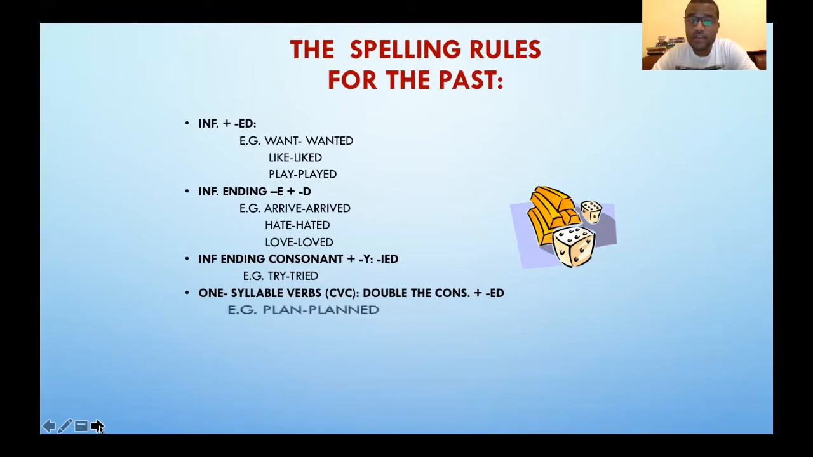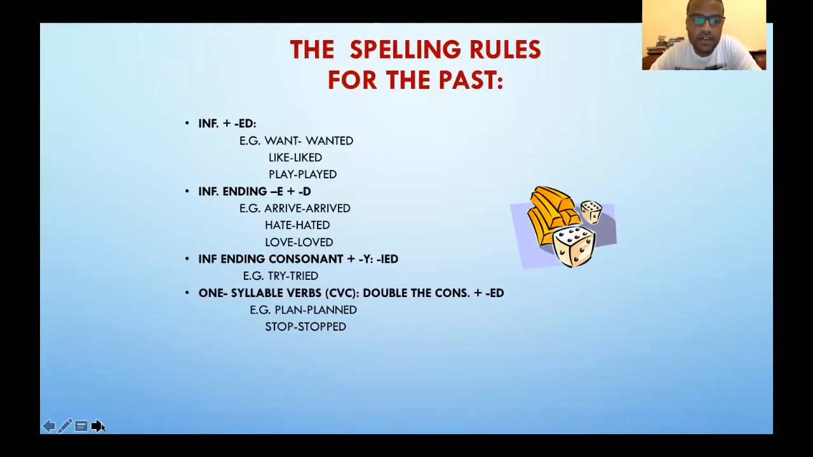When we have a verb like plan, it ends with P, L, A, N: L is a consonant, A is a vowel, and N is a consonant. When we have verbs ending like that, we are going to double the last consonant and add ed. So plan, we double n and add ed. For example, also we have stopped. We double the consonant and we add ed.